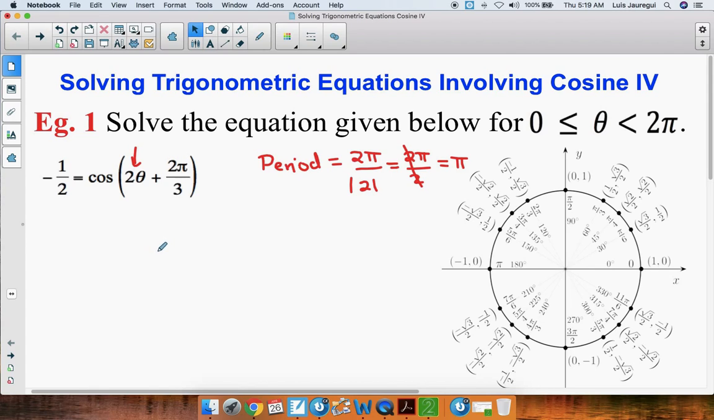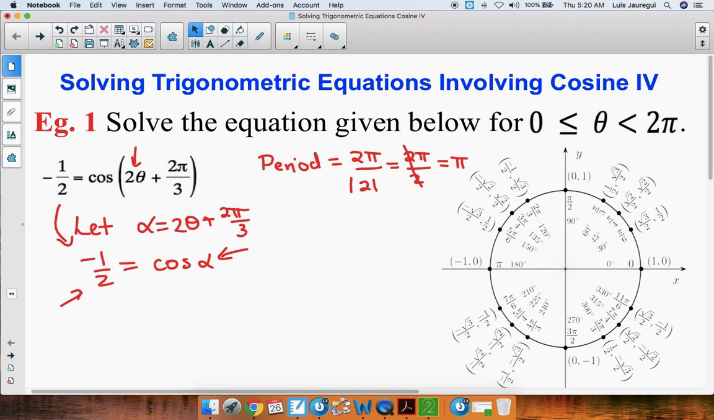Now once we have the period, let's go ahead and introduce a new variable alpha. Let alpha be equal to 2 theta plus 2 pi over 3. That way, we can rewrite the original equation as follows: negative 1/2 is equal to cosine of alpha. Now, we're looking for the angles that have a corresponding x-coordinate equal to negative 1/2. So we're going to make use of the unit circle to figure out what those angles are.